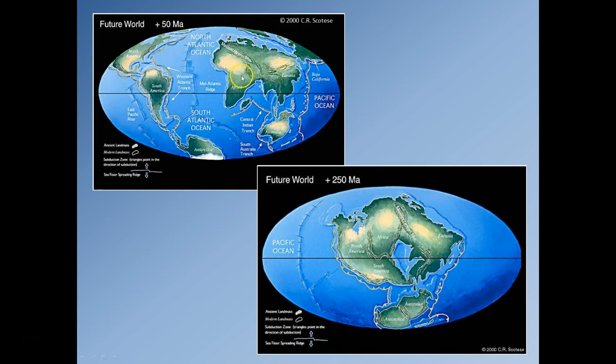You'll notice also by this point Africa has now completely crashed into Europe, and it's formed the Mediterranean mountains. Also by this point Australia has moved north and it's banged into Papua New Guinea. And we also predict there's a good probability that Russia and Alaska will have made contact at that point. So that's 50 million years in the future. By about 250 million years in the future, we predict that Europe and Africa and Asia have slammed into North America and South America, forming one landmass.